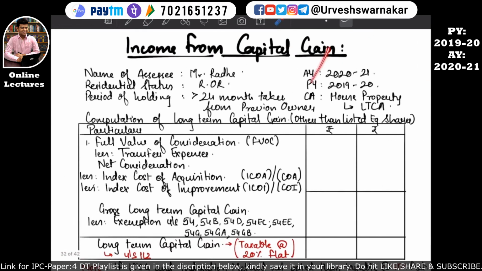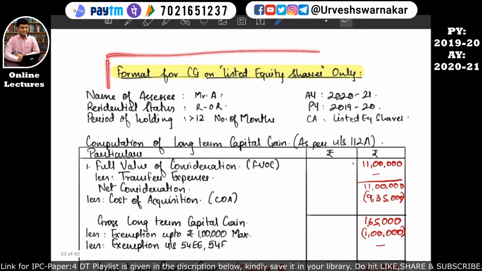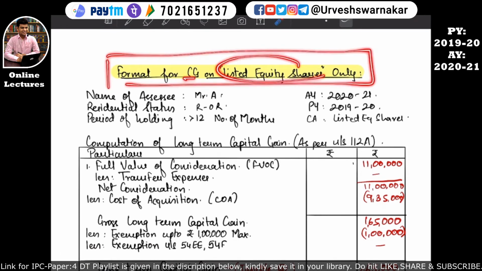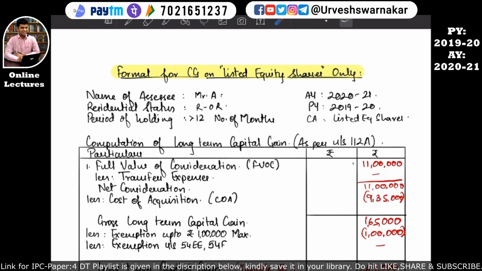We will use this format. Okay, because it is specifically written over here, format for capital gain on listed equity shares only. So even if the asset, that is the capital asset, is an unlisted equity share, we will follow this format only. I hope this is quite clear to you all.